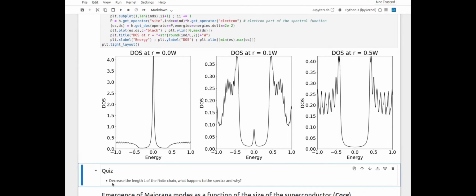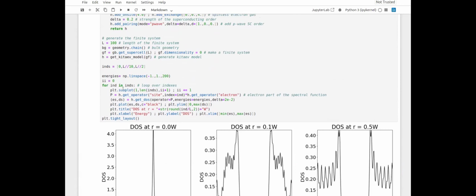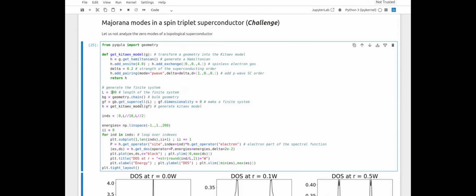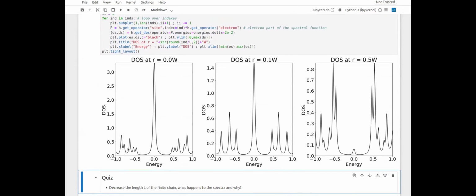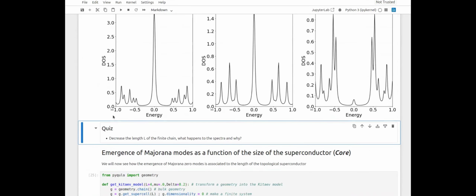And so now the question is to decrease the length L of the finite chain and see what happens. So now the idea is that we are going to take a chain that is shorter. So let's take something with 20 sites, for example. And when you take something with 20 sites, you see that at the edge, you still get a peak at zero energy. But then as you go towards the bulk, the zero energy peak remains. So what this actually means is that the mode is not completely isolated in the edge, but it's also leaking a little bit in the bulk. And of course, if it leaks to the bulk, then both edges are effectively coupled.